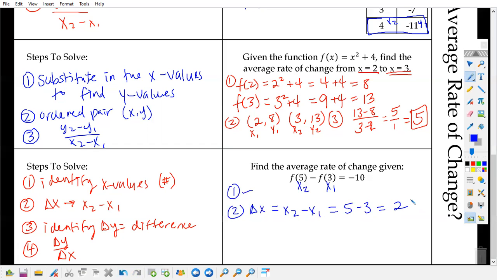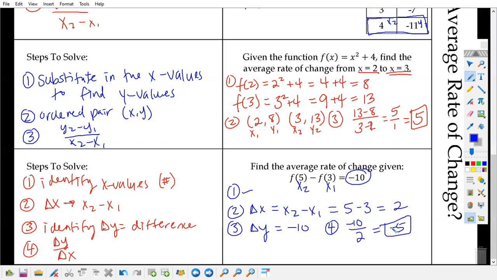How do you feel about finding delta x? Doable? Okay. Step 3 is to identify your delta y. Your delta y is your difference, your solution to the subtraction problem. What is our solution to the subtraction problem? Our solution is -10. And then step 4 is to find delta y over delta x. And what do we get for delta y? -10. What do we get for delta x? 2. So what is our average rate of change? -5.